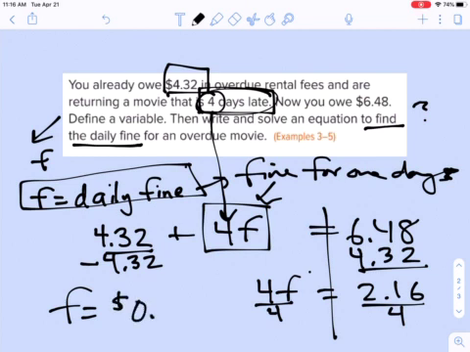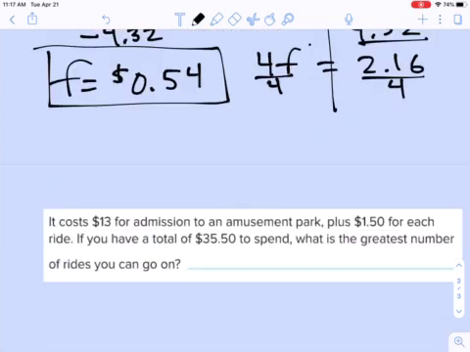Sounds about right. We'll write it like this. All right, 54 cents. So the daily fine for an overdue movie is 54 cents. All right, so that's example 1. Let's take a look at another one.